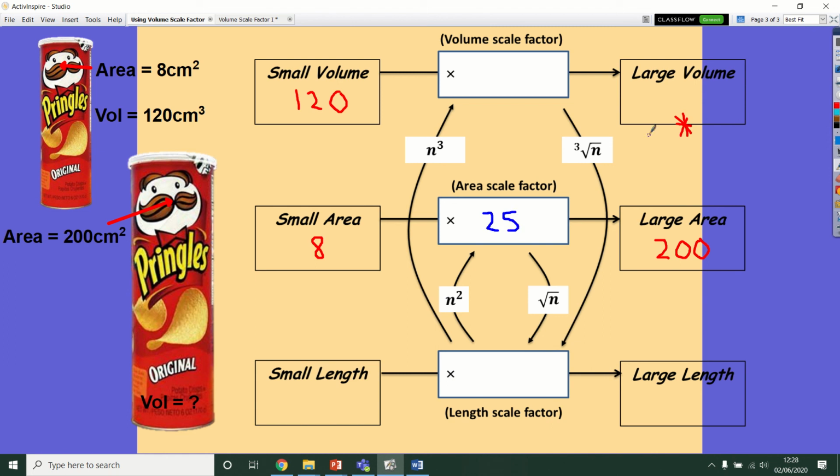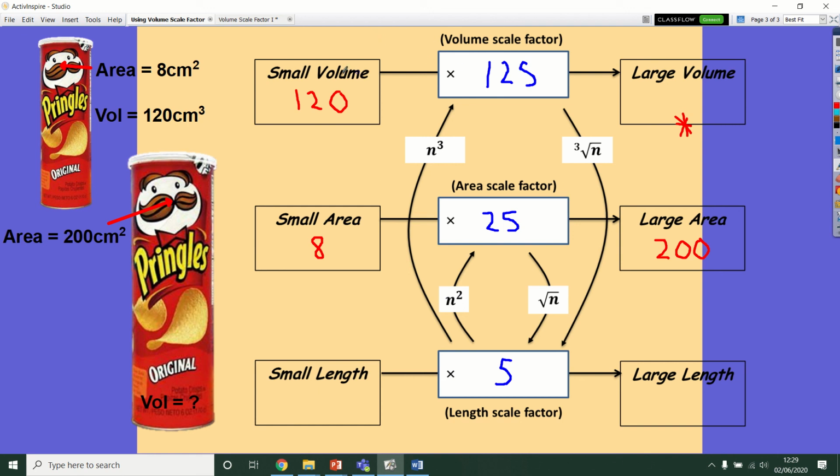Now it's quite difficult to get from the middle row to the top row. Things aren't linked between these two boxes. We can only really link them to the bottom box. So although we don't really need any lengths, it would be good to work out this bottom box because then I can go all the way back up to the top again. So 25 is my area scale factor. I can go down this arrow and square root, and that's going to give me 5 for the length scale factor. And now I'm at the bottom, I can go all the way back up this one again, the cubing arrow, and that tells me the volume scale factor. And 5 cubed is 125.